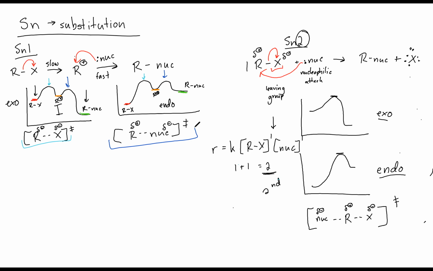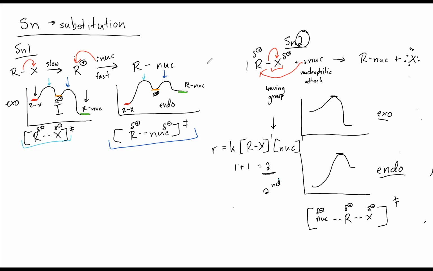Somebody asked, do we need to know exactly where the intermediate energy level is? Not really. Usually what you'll be doing is being told, choose the SN1 endothermic graph, and you would say, okay, it has to be two steps and it has to be endothermic, so it has to be this one.